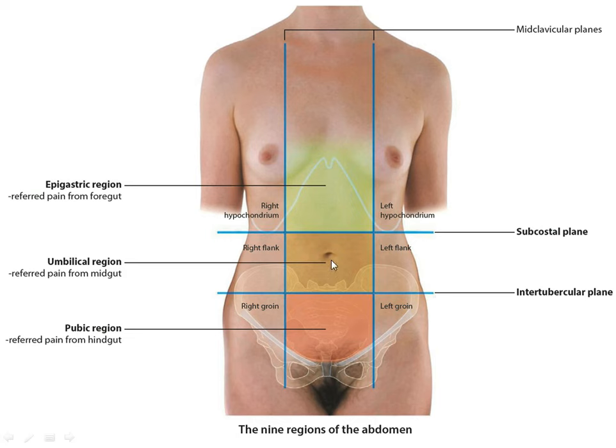That is the umbilical region, this is the epigastric region, this is the hypogastric or the pubic region, this is the right hypochondrium, left hypochondrium, right lumbar or right flank, left lumbar or left flank, this is the right inguinal or right groin, this is the left groin or left inguinal region. So these are the names of the nine regions. This is how the abdominal cavity can be divided with the help of these four different planes.